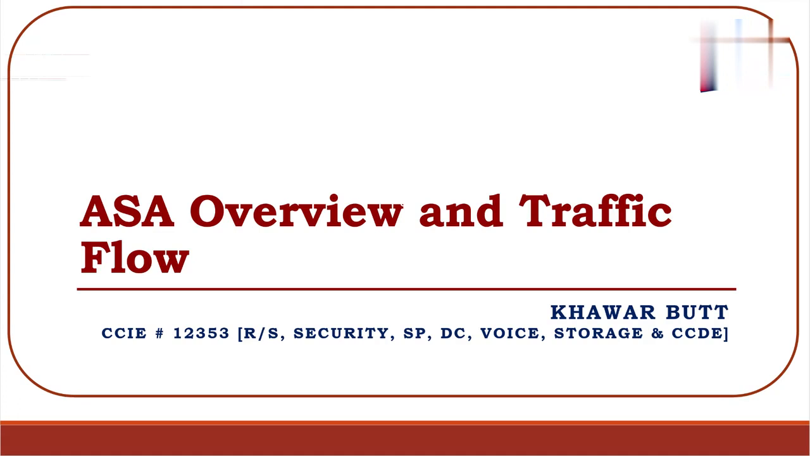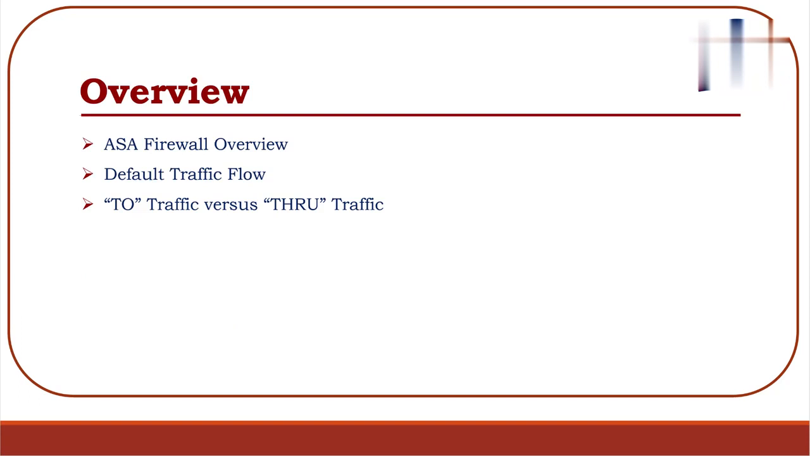The main topics that will be covered in this particular video: we're going to go over the overview of an ASA Firewall, where it evolved from, what are the different capabilities it has, the default traffic flow through the ASA Firewall, and then take a look at the distinction between to traffic versus through traffic, and how do you control that on an ASA firewall.